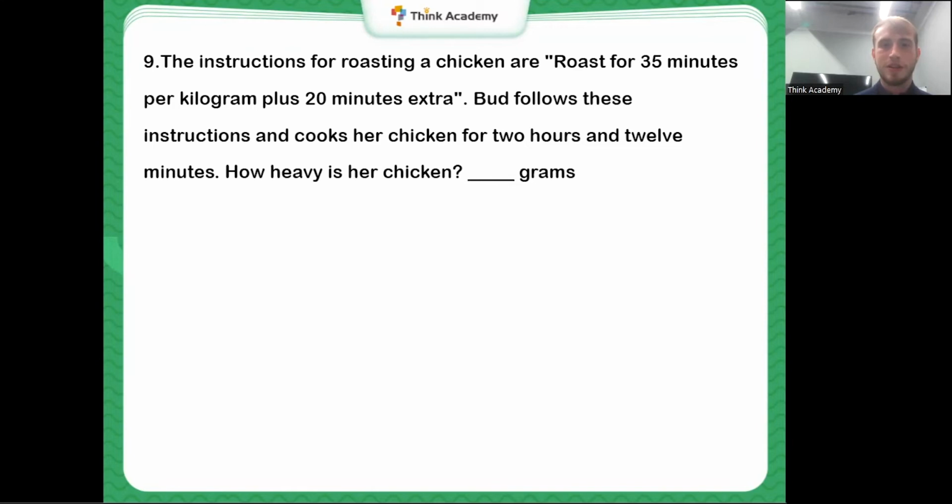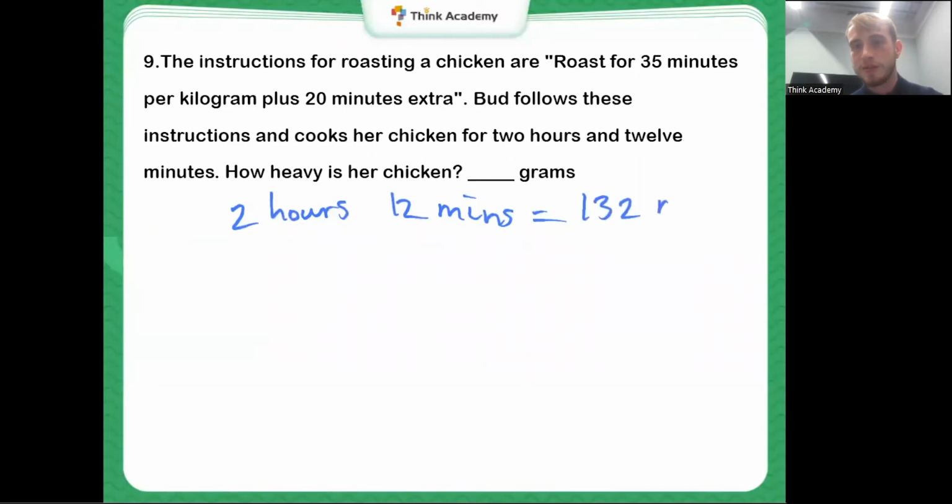So Bud follows these instructions and cooks for 2 hours and 12 minutes. So because I'm dealing with minutes here, I've got 20 minutes, 35 minutes per kilogram. First, I'm going to change these into minutes because it's going to make everything much easier. So 2 hours is 120 minutes, plus our 12 is 132 minutes.